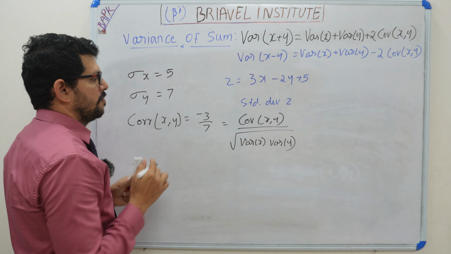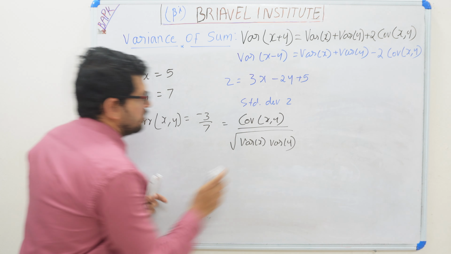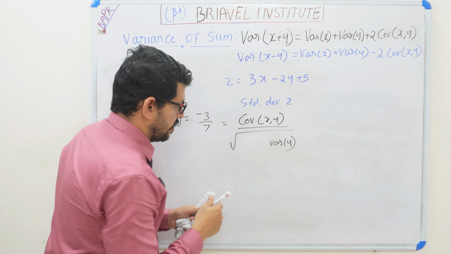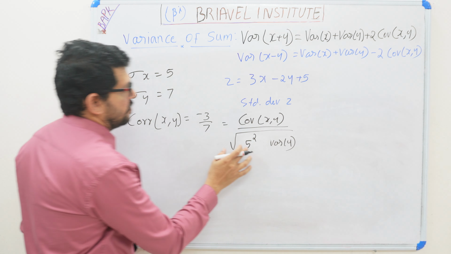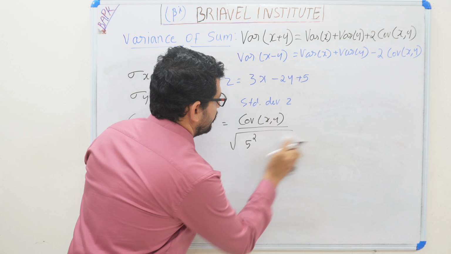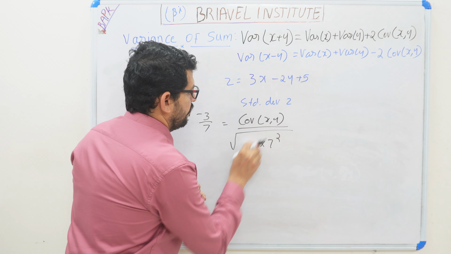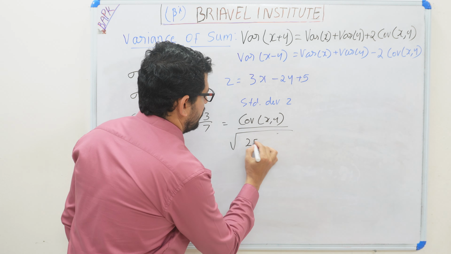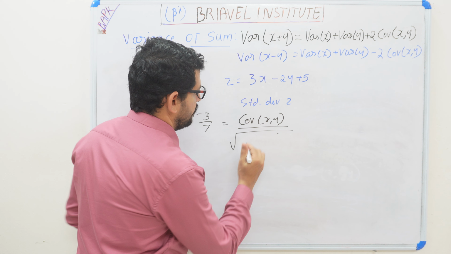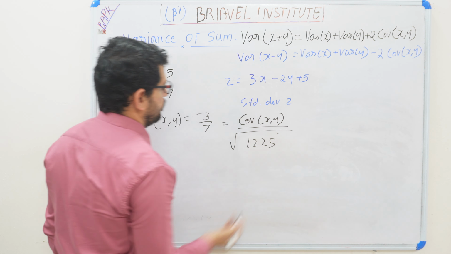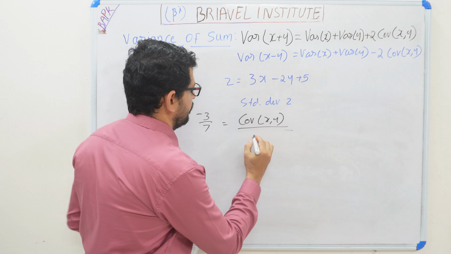So that is minus 3 by 7. Variance of x is given, it's 5 square. Standard deviation is given, sigma x is equal to 5, so variance is equal to 5 square. Variance of y is again 7 square. So 5 square is 25 and 7 square is 49. 25 times 49 is 1225.